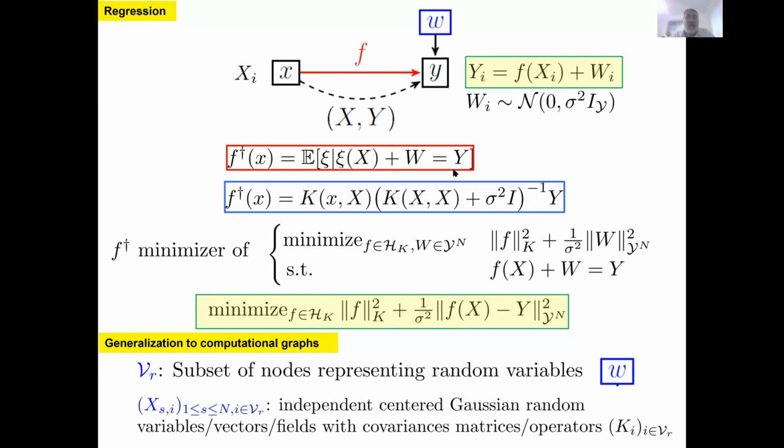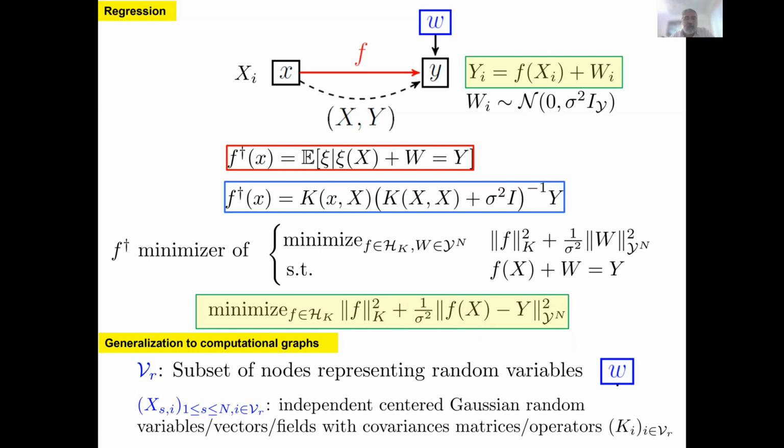and the previous optimal recovery problem turns into the following one, in which you minimize the sum of the squares of the RKHS norm of the function f and of the random variables wi, given the interpolation constraints f of x plus w equals y. And if you use the constraint to eliminate the noise variables, then you get the following relaxed and constrained optimization problem. So you rediscover Tikhonov regularization, or kernel ridge regression.